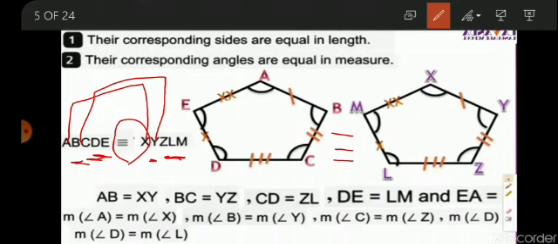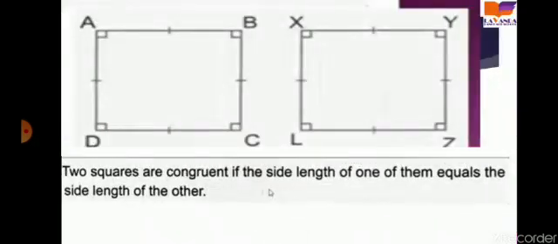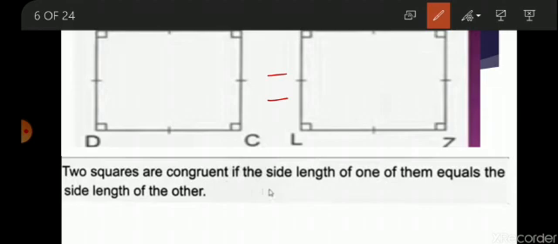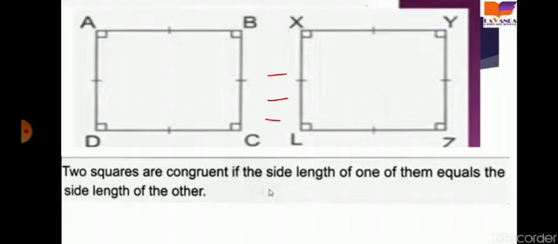The first case in congruency is congruent squares. I can say ABCD is congruent to XYZL when AB equals XY. Two squares are congruent if the side length of one equals the other. Why? Because when I say AB equals XY, all sides in a square are equal. So square ABCD is congruent to XYZL.